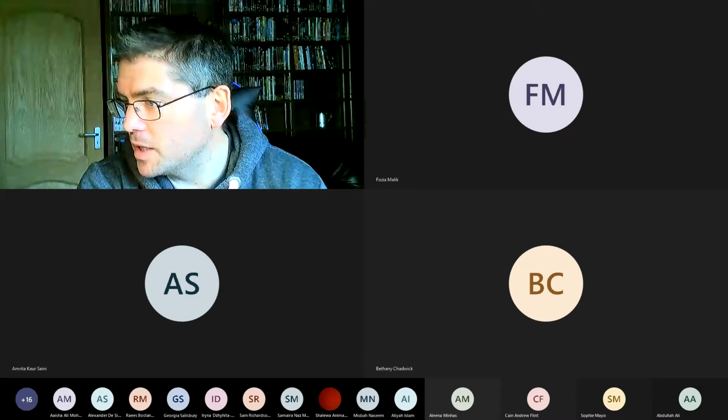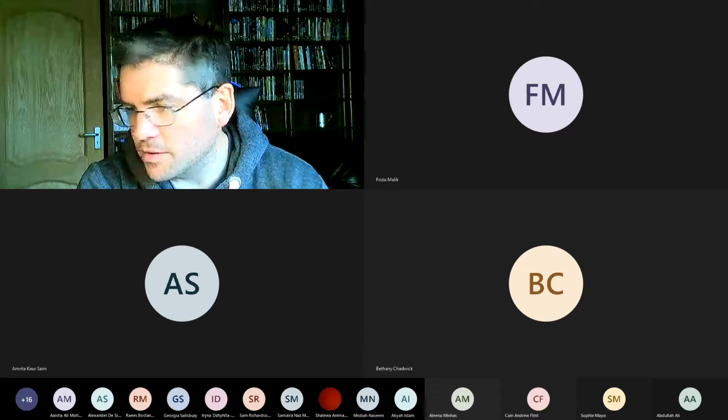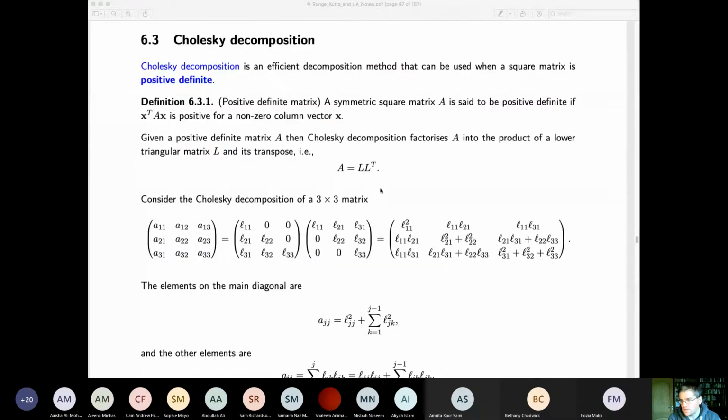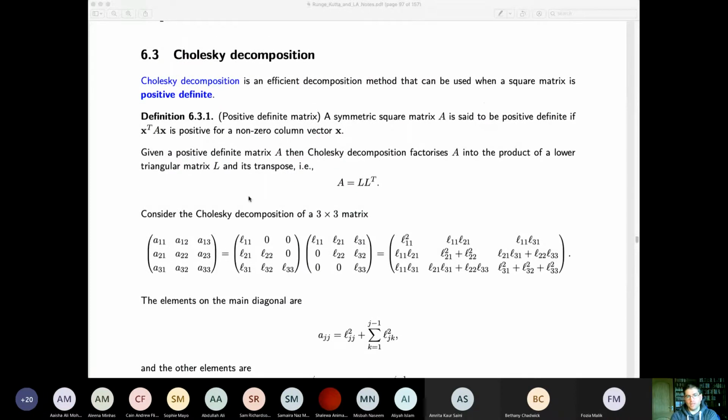So I'm just going to share the screen again, and this is lecture notes. Hopefully you can see a lecture note page that says Cholesky decomposition. Now, this is a similar form of decomposition to what we just looked at, but this is very efficient and can be used when we have a matrix which is what we call positive definite.